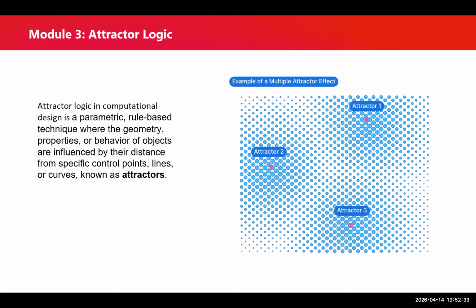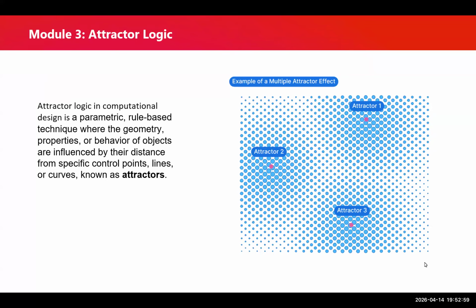Hello, and welcome to Module 3, where we will talk about attractor logic. So attractor logic in computational design is a parametric and rule-based technique where the geometry and its properties or behavioral objects, such as how they rotate or how they scale, are influenced by their distance from specific control points or lines or curves. These are known as attractors.